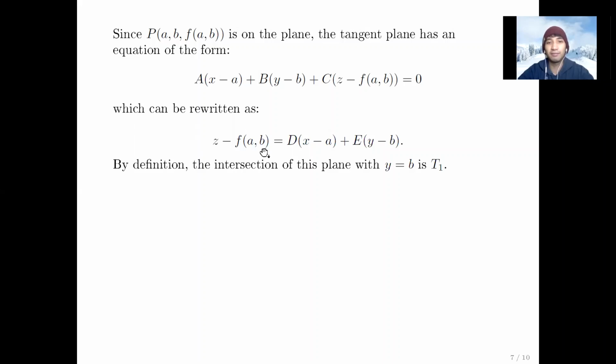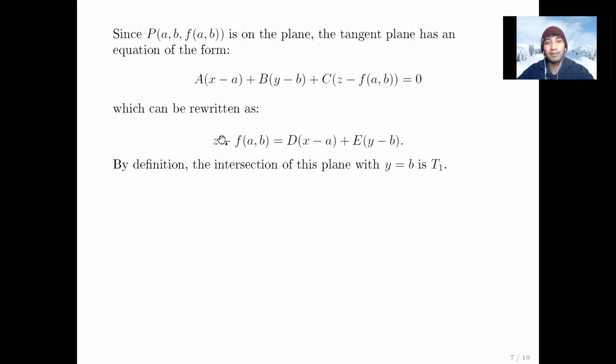So z minus f of (a, b) equals some constant d times x minus a plus some constant e times y minus b. If you want to be more precise, d here is equal to negative a over c, halimbawa, and e is equal to negative b over c. All right? So ito yung ating equation ng tangent plane.